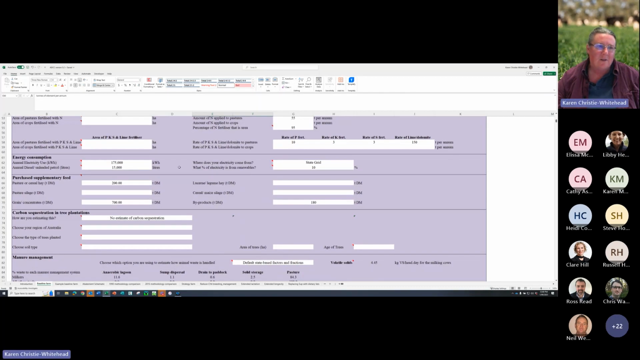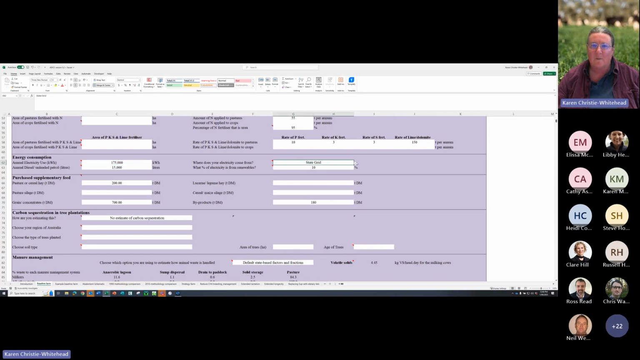Electricity consumption, we want to know how much electricity you purchased from the grid. If you had solar panels on the dairy, for example, and you're feeding electricity back into the grid, we no longer account for that in these estimates. We just want to know how much electricity you've purchased from the grid and where that's come from.